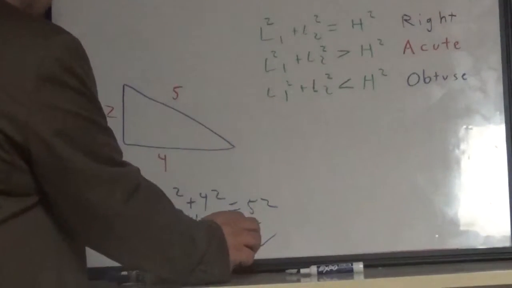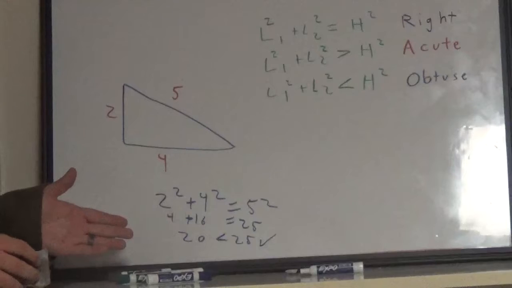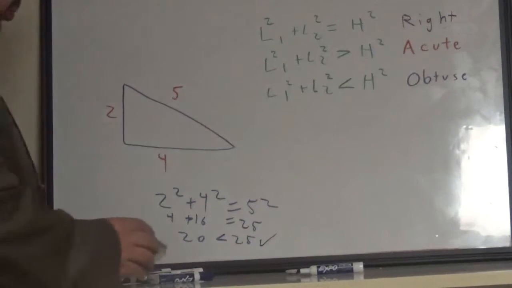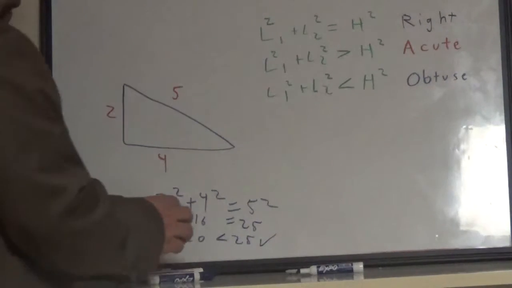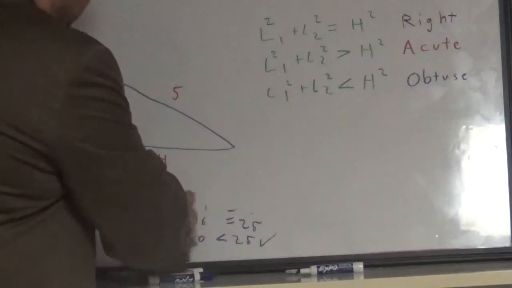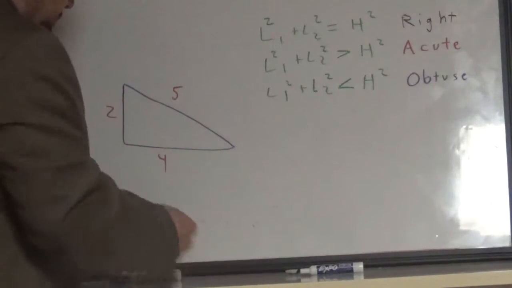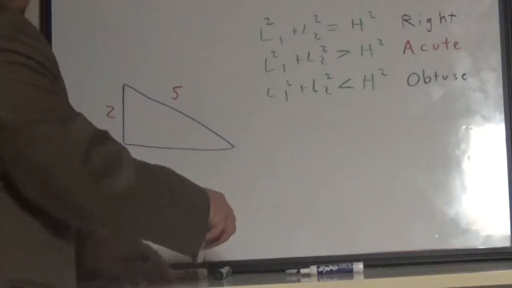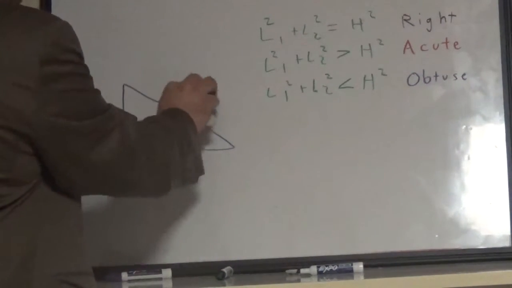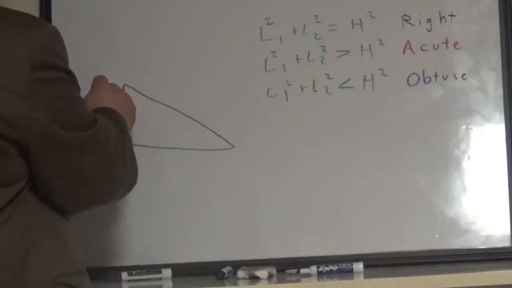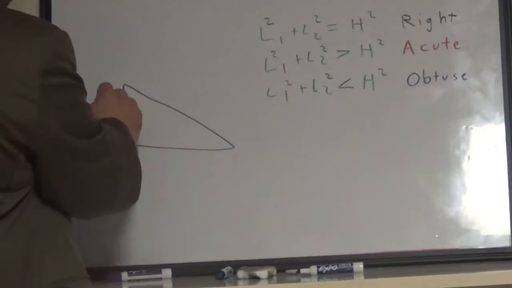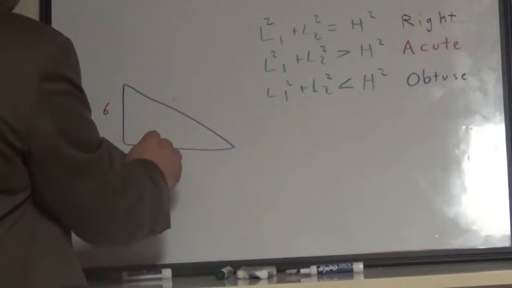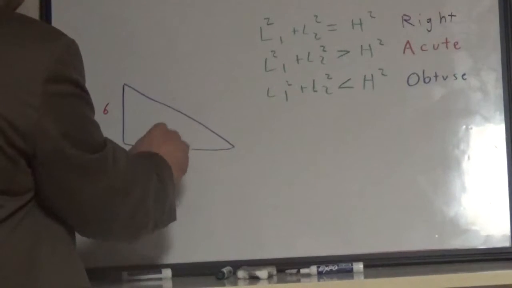Okay. I'll give you time to digest this, or pause it if you need to, because I'm going to erase it and do the final example. Let's say instead of 3, 4, 5, now I have 6, 4, 5.